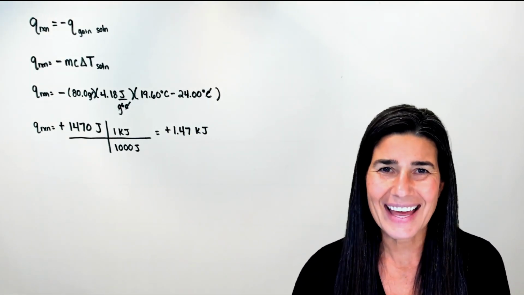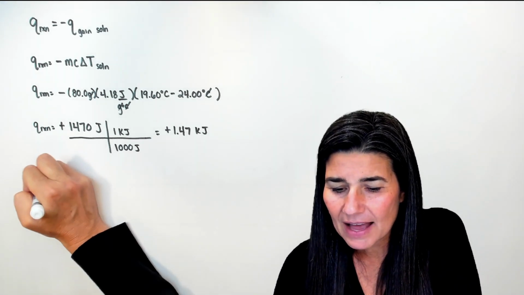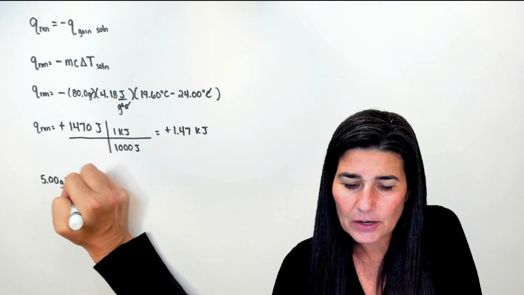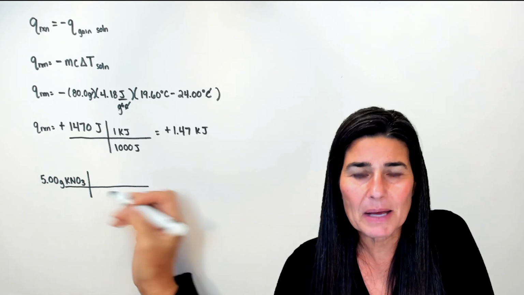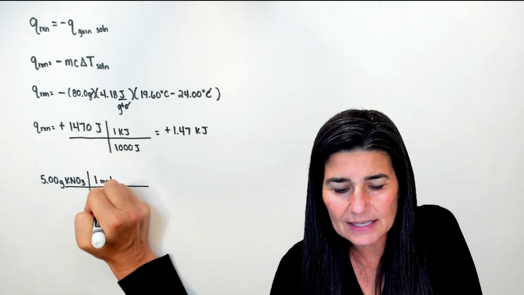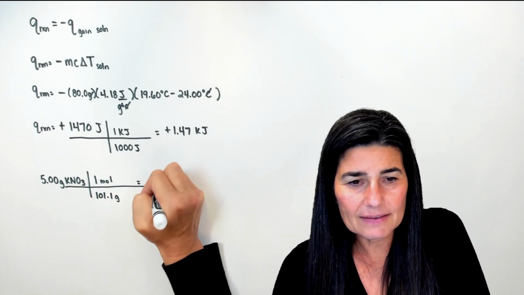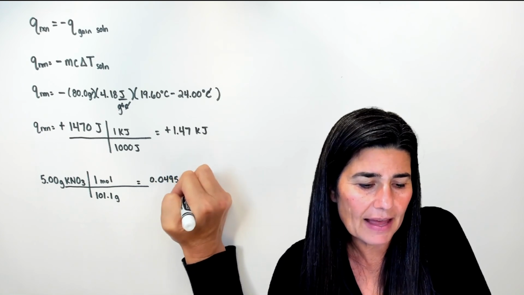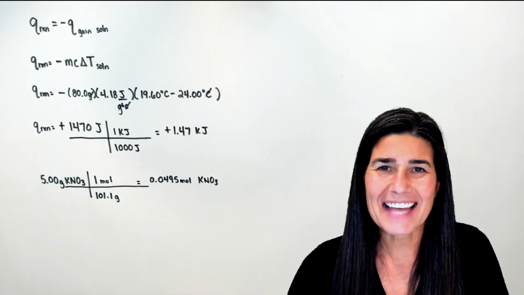So let's go ahead and get our moles of the potassium nitrate. We had 5.00 grams of the KNO3. In order to get our moles, we just need to divide by the molar mass. 1 mole of potassium nitrate is 101.1 grams. That leaves us with 0.0495 moles of KNO3.